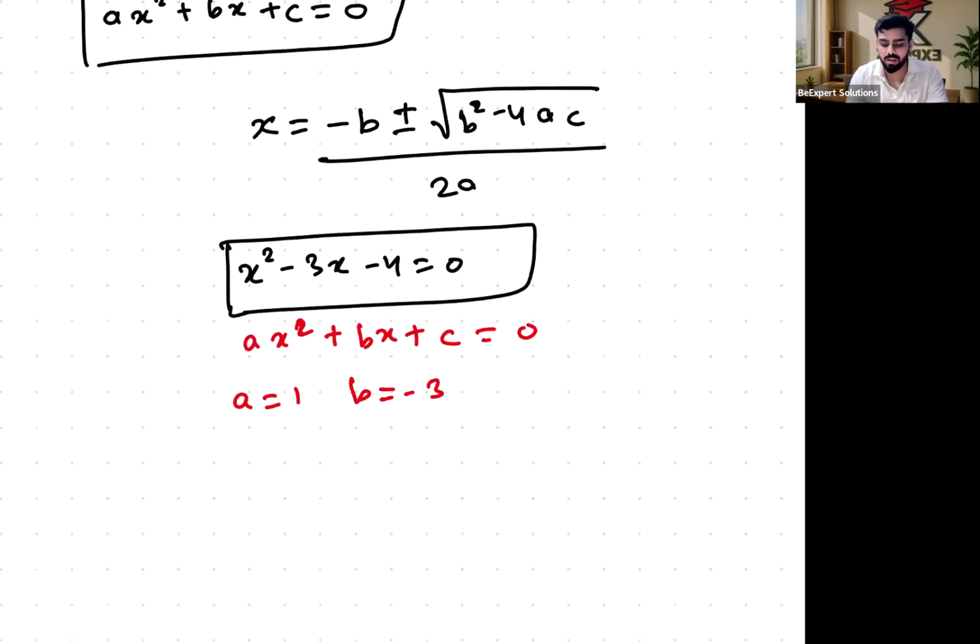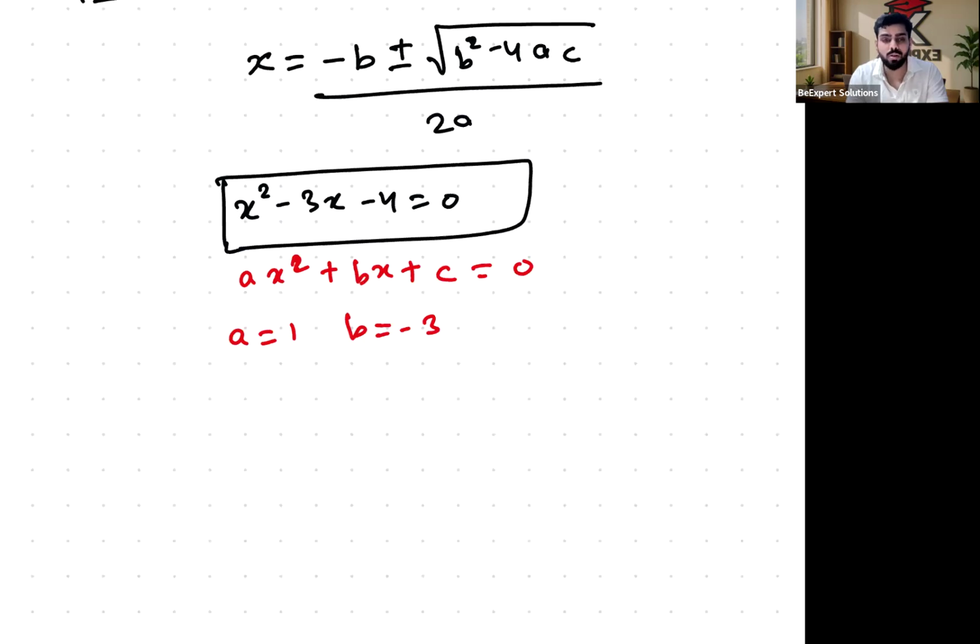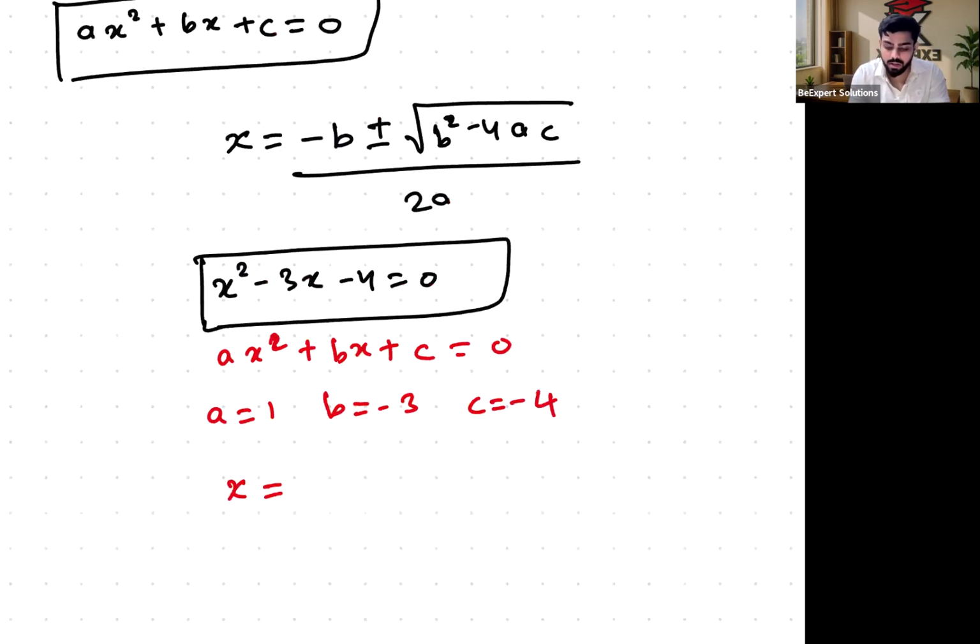So b is minus 3. C is the constant term, which has been given to me as 4. I apply that formula. x is equal to, as I mentioned to you, minus b plus minus. It has been written over at the top already. I'll just mark it with a red color box here. This is the formula.